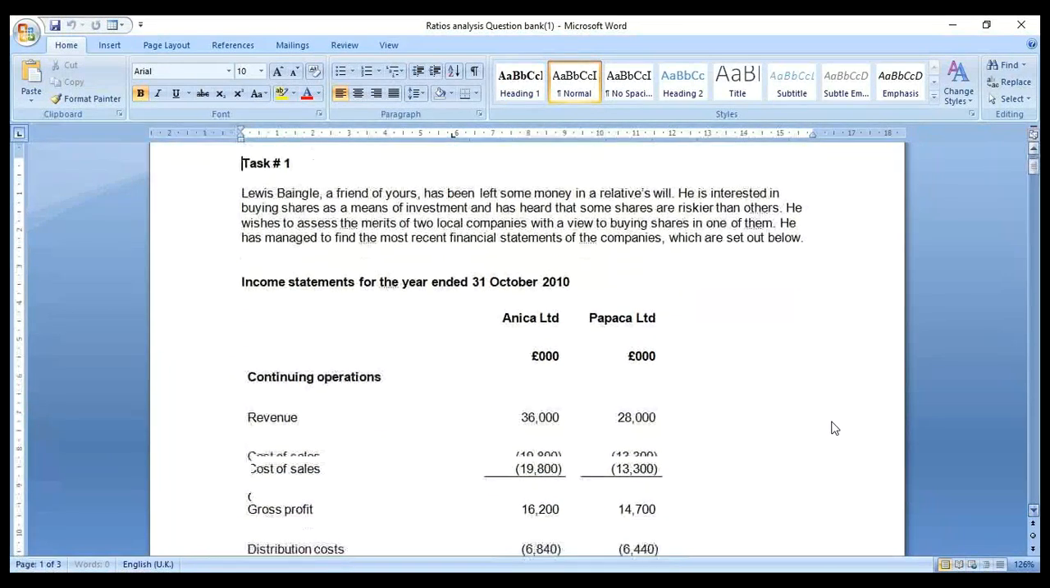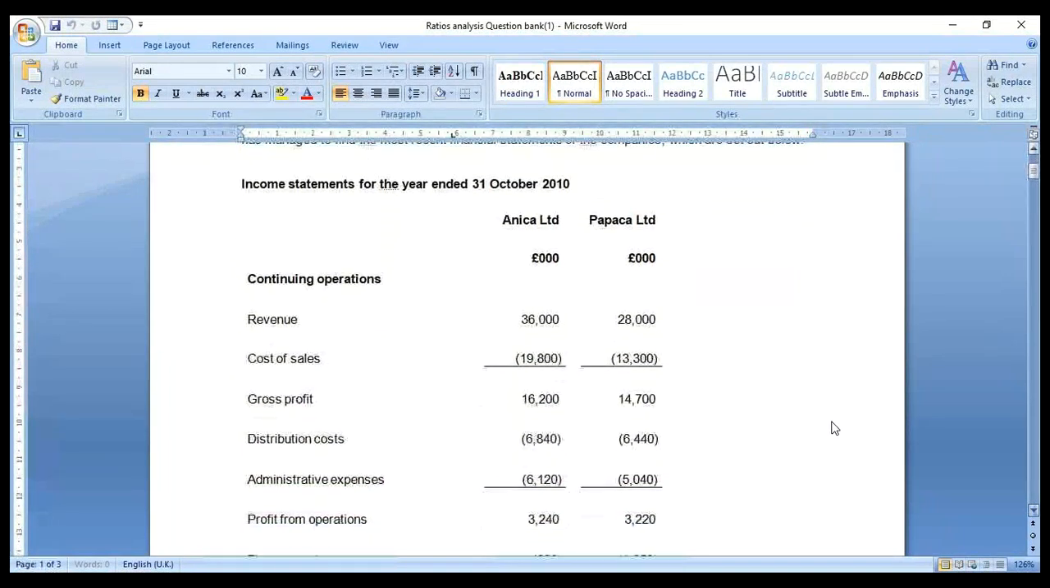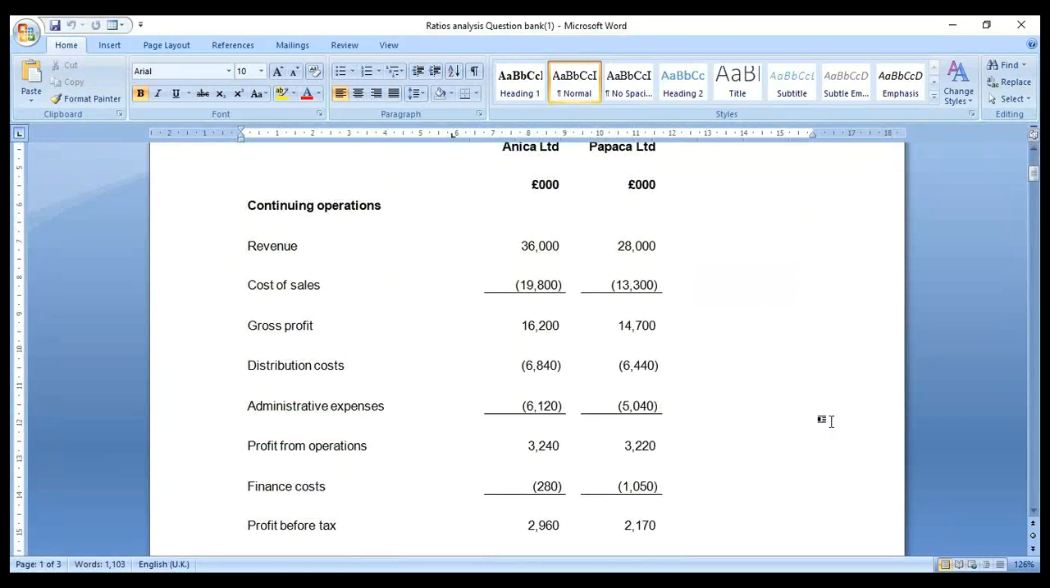Okay, question one task, we've been given two companies. One is called Anika, one is Papika. We've been given their statements, which are the profit and loss and the balance sheet, and we have all the ratios. On the basis of this information, we can calculate different ratios, which I have calculated based on this handout, so we can find all the figures.